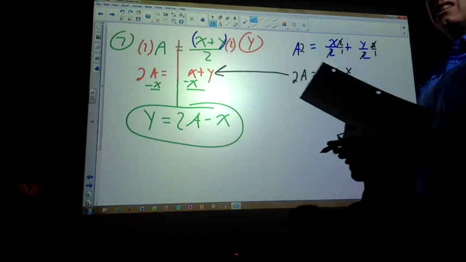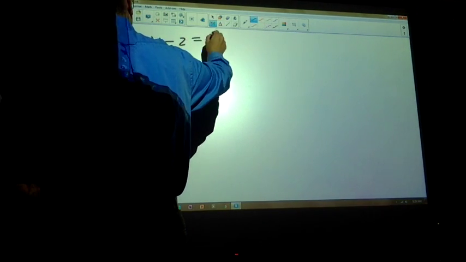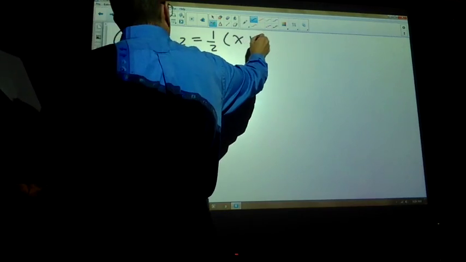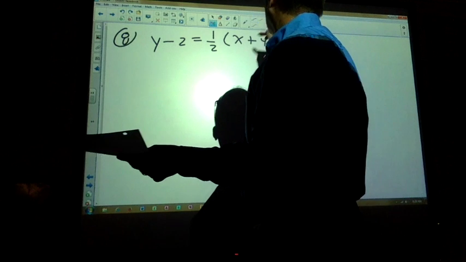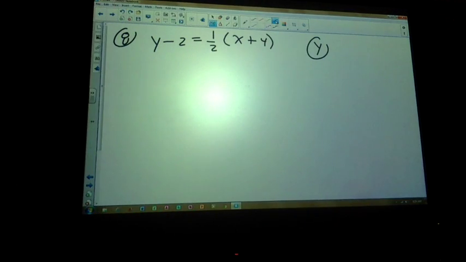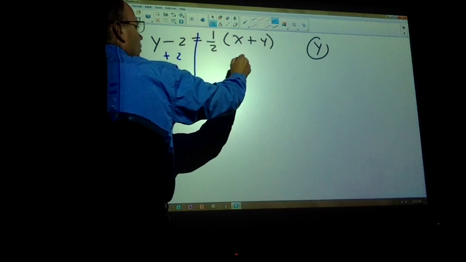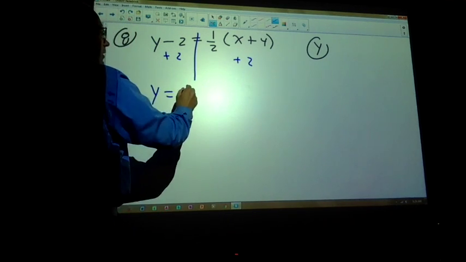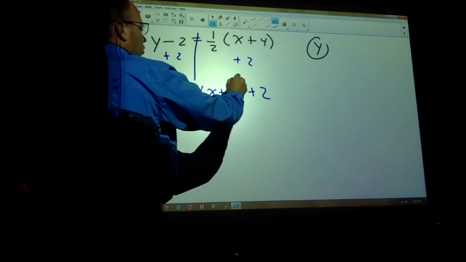Number 8. y minus 2 is equal to 1/2 x plus 4. And we just want to solve for y. There's only one move to do here, isn't there? What should I do to get y by itself? Add 2. Okay? So this answer right here is totally fine. I think this answer is good right here.